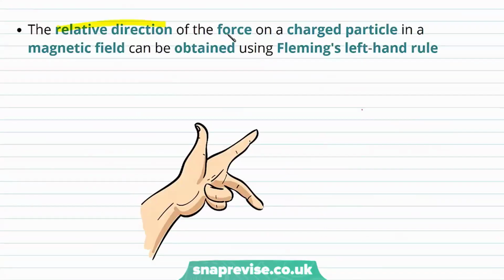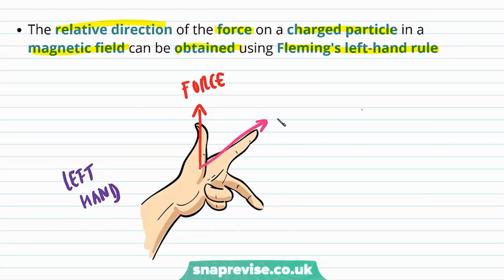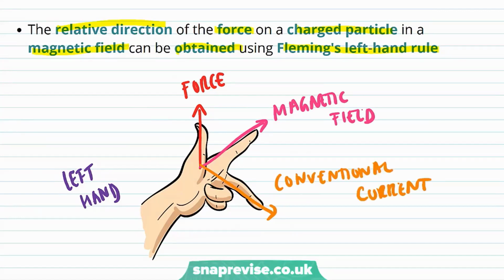The relative direction of the force on a charged particle in a magnetic field can be obtained using Fleming's left-hand rule. So if we take our left hand and extend the thumb and the first two fingers, the force is going to point in the same direction as the thumb. The magnetic field is in the same direction as the first finger. And finally, the conventional current is going to point in the direction of the second finger. Recall that conventional current is the direction of positive charge flow, so we can also call the second finger the direction of motion of a positive charge.